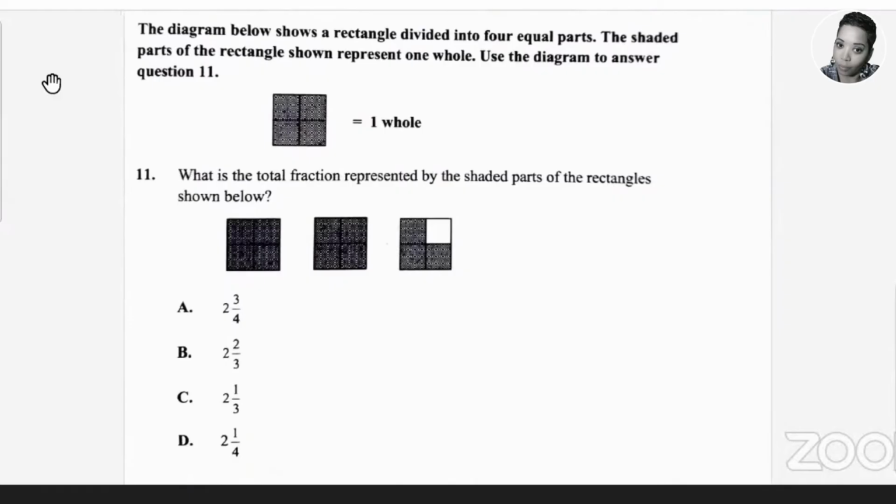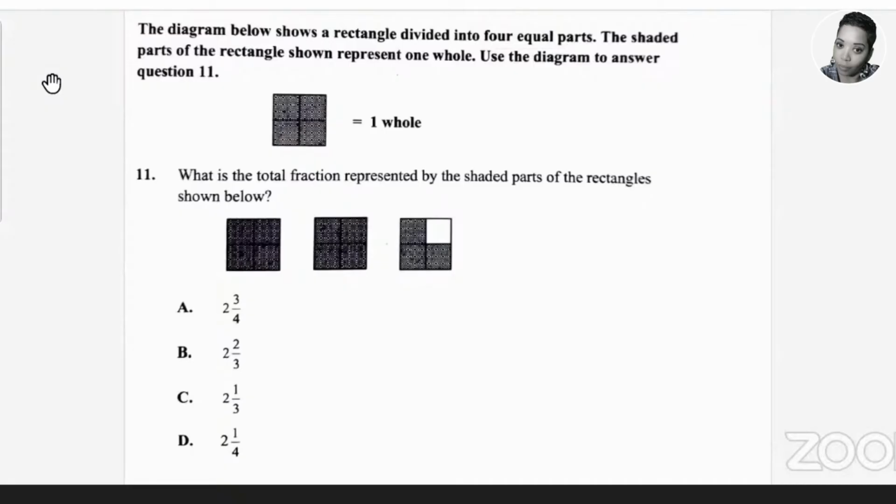Okay, here we go. All right, so the diagram below shows a rectangle divided into 4 equal parts. The shaded parts of the rectangle represents one whole. Use the diagram to answer question 11. What is the total fraction represented by the shaded parts of the rectangle shown below? Okay, so what's the total fraction? So remember they showed us what a whole is. It's a rectangle divided into 4 equal parts, and then it was completely shaded.